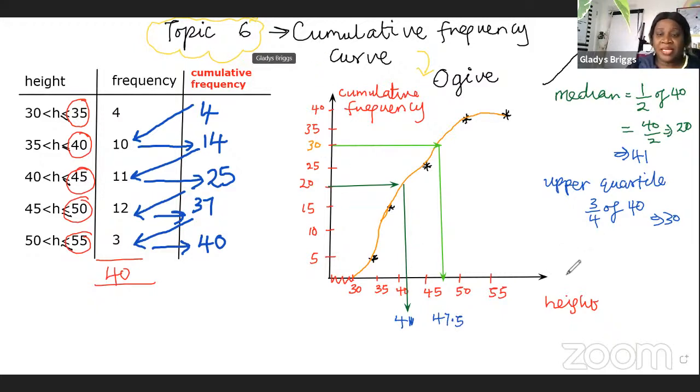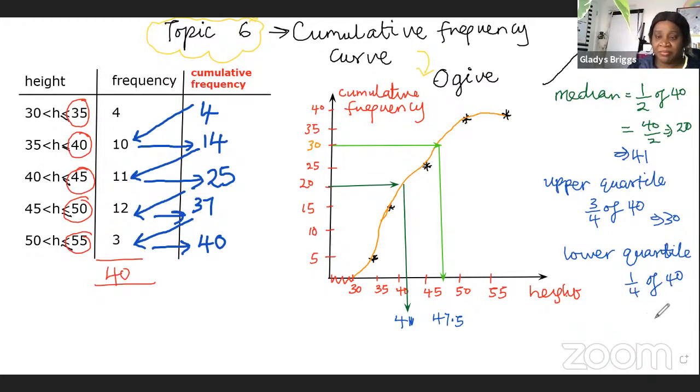And the lower quartile is 1/4 of the data. So that will be 1/4 of 40. Okay, 40 divided by 4, that's just 10. Don't forget to write down your answer. So this one here is equal to 47.5 from my graph, okay?